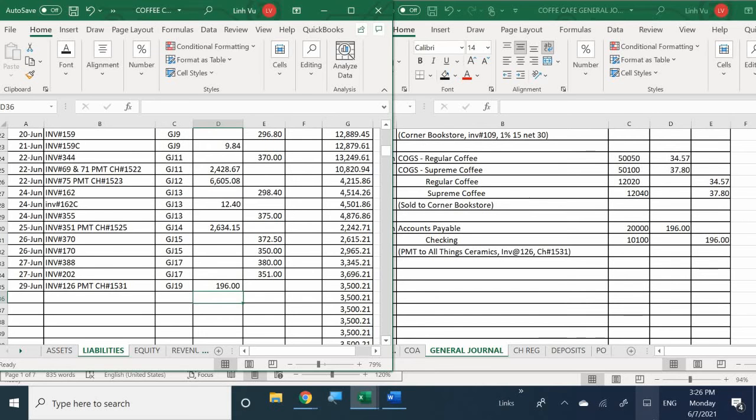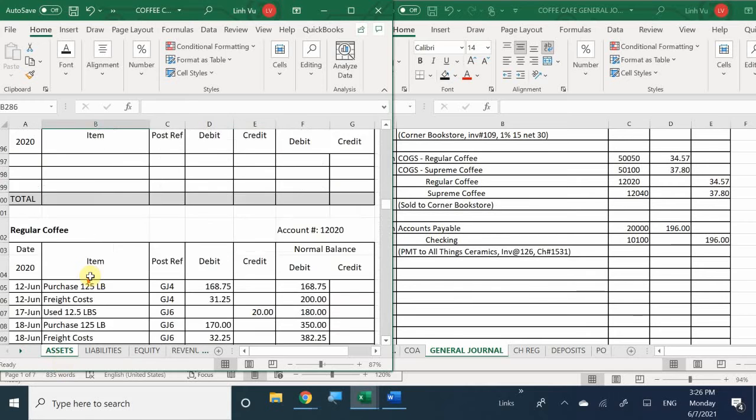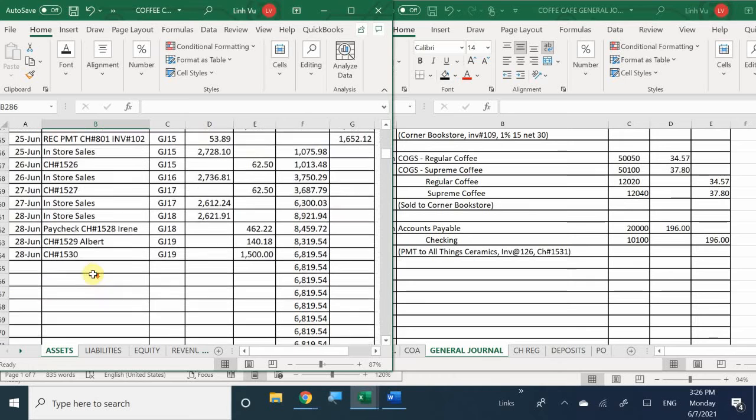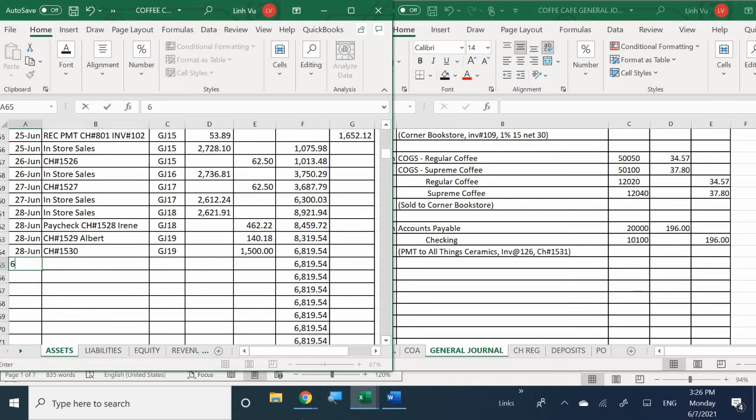Then we go over to our checking, which is account 10100. Okay, so checking. All right. Gonna be All Things Ceramics. Check 1531. General Journal 19. Now credit 196.